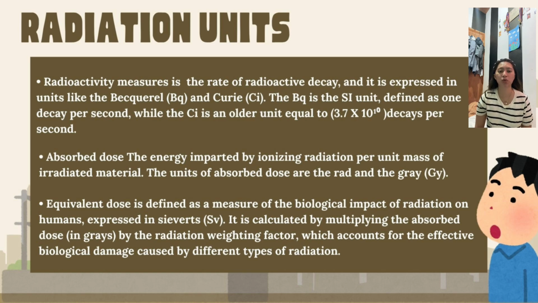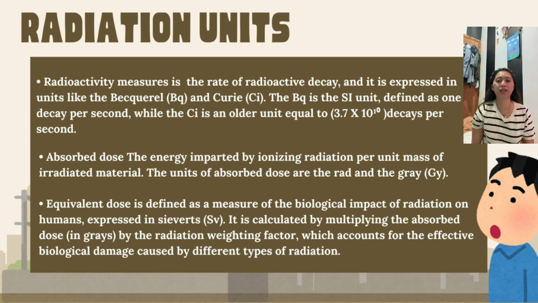The unit of absorbed dose are the rad and the gray. So, absorbed dose measures how much energy from radiation is absorbed by a material or by the human body. Ang unit ani kay rad or gray. For example, kung ang radiation mosulod sa tissue, ang absorbed dose kay nagpakita kung pila ka energy ang nasuyop sa it. The higher the absorbed dose, mas dako ang possible damage sa cells.